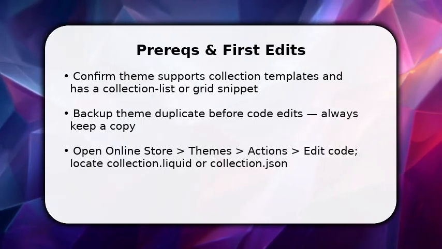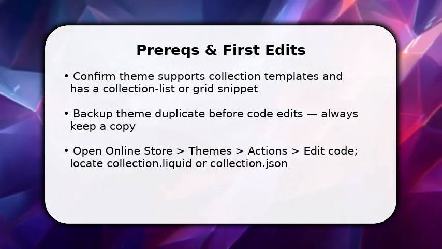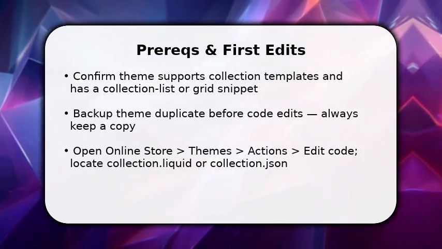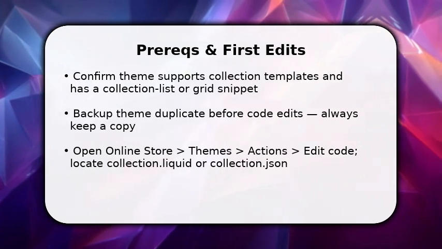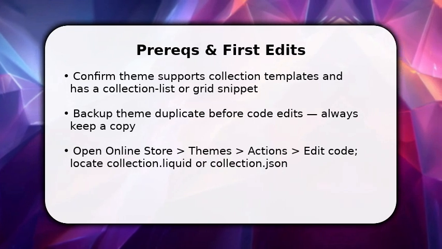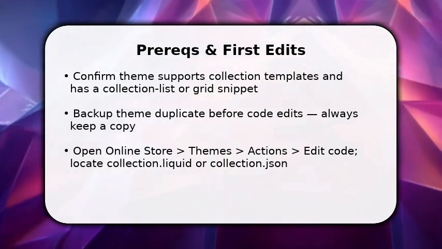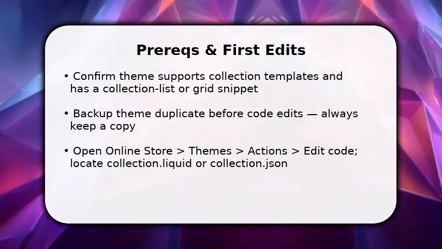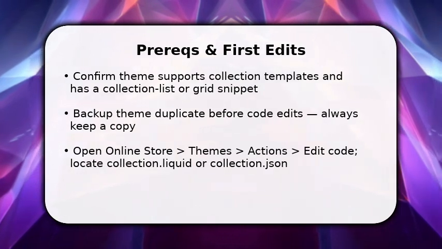You have a duplicate theme and you're in the code editor. Good. First, confirm the collection template file and a product grid or collection list snippet exist so you can insert the link. Once done, create a simple Liquid variable to expose total products or collection.products count. Make sure to save frequently. If your theme uses sections, open the appropriate section file instead of the template. This primes the template, so the View All control can read the collection size and render conditionally.